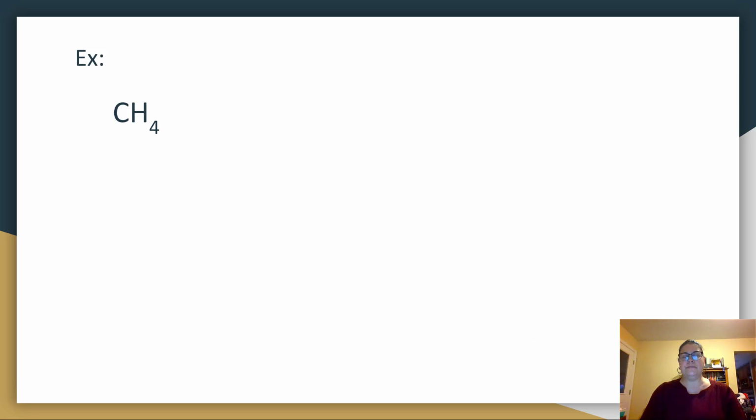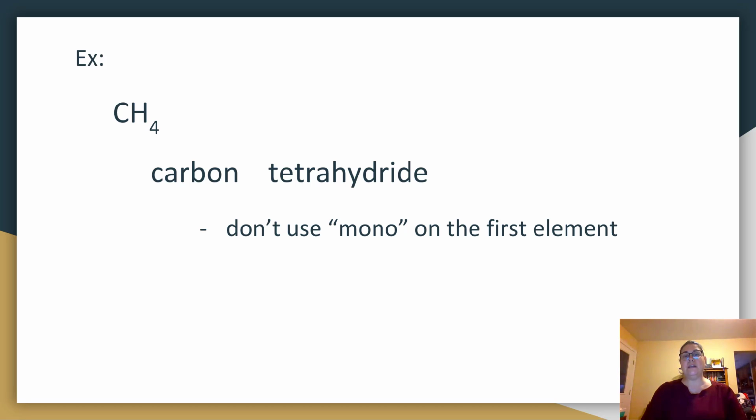So here's an example, CH4. That's 1 carbon and 4 hydrogens. So following my process, the first element keeps the element name, carbon. The second element changes the ending to "ide", so that's hydride, and there's 4 of them. So it's carbon tetrahydride. Notice I didn't put mono on the first element.